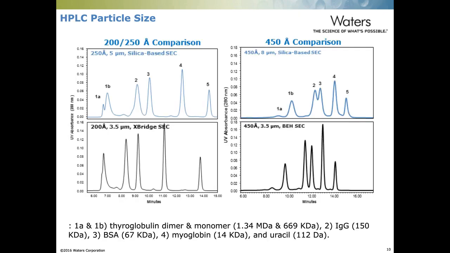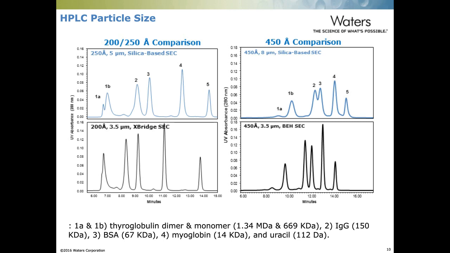Particle size is another important factor. On the left pair of chromatograms, in the blue, we see a 5-micron silica-based SEC separation. On the bottom in black, we see a 3.5-micron SEC separation. And you can see just by going from a 5-micron to a 3.5-micron separation that the peaks are sharper, more well-resolved. We have higher efficiency for this separation.